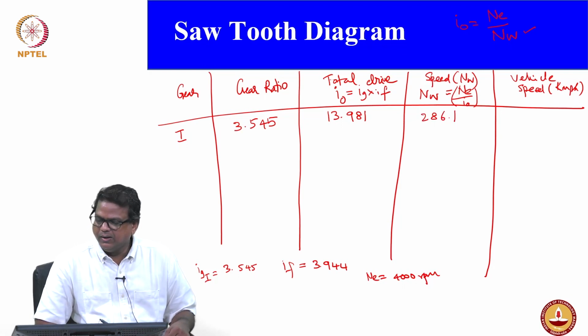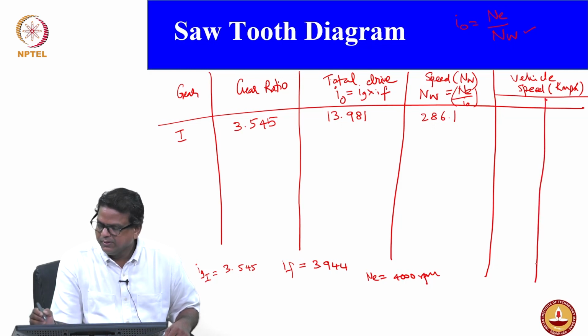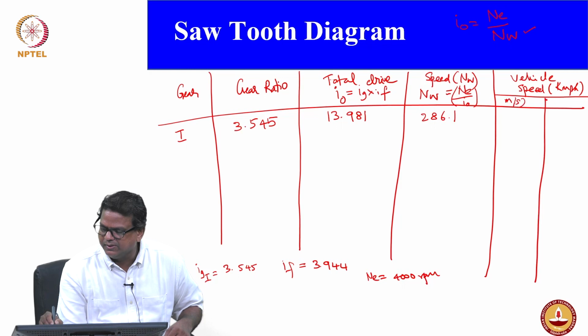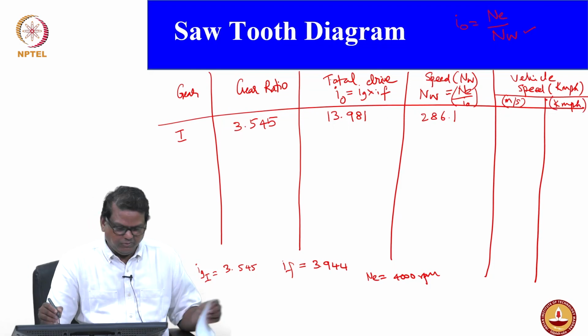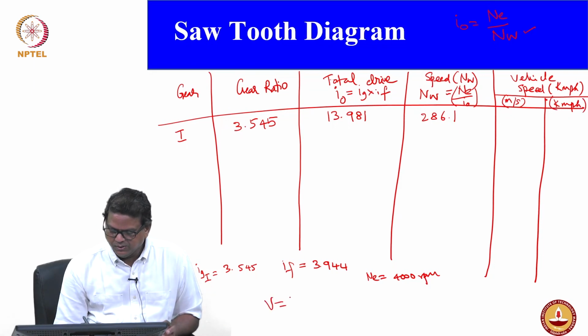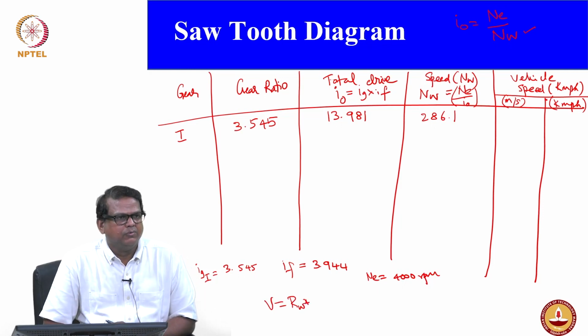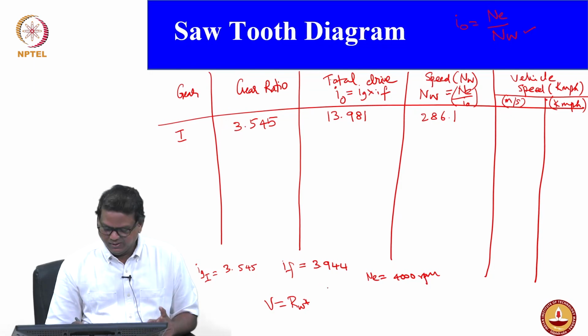Then I need to find out, here itself, I will make it two aspects of vehicle speed. One is with respect to meter per second as a linear speed V, and the other with respect to kilometer per hour. Both ways I will do that. So what will be the speed here? I know NW is given. So I need to know V equals RW into omega, with omega being the angular velocity of the tire.